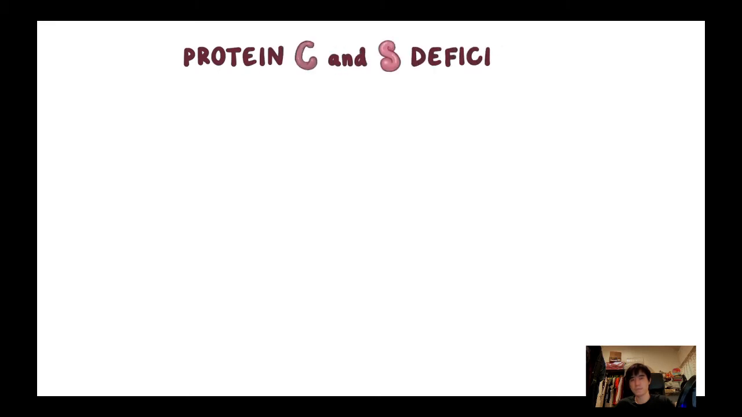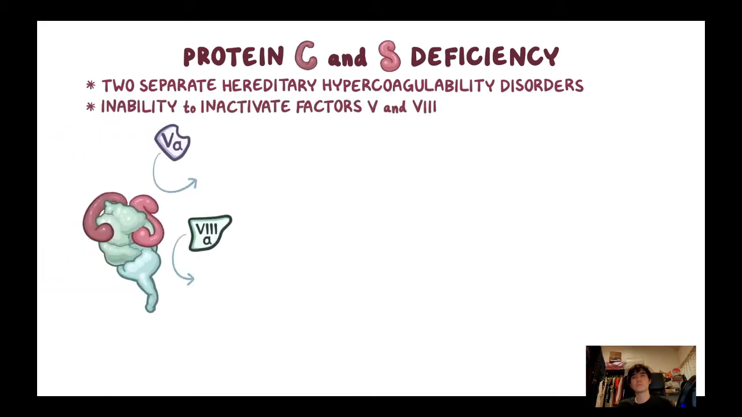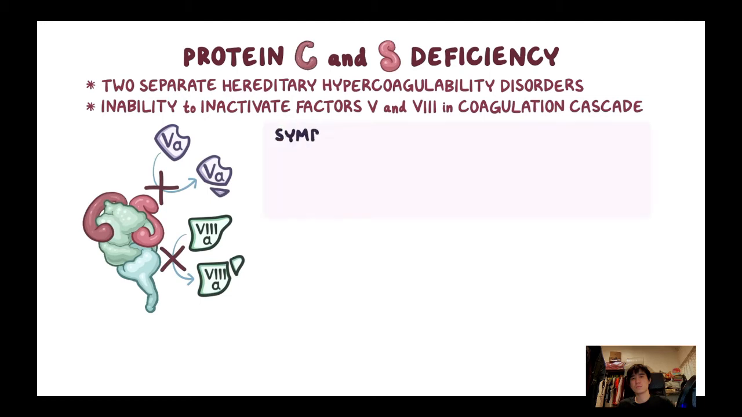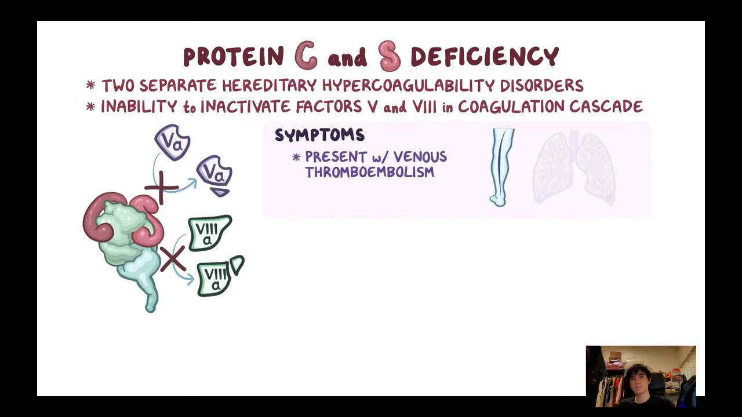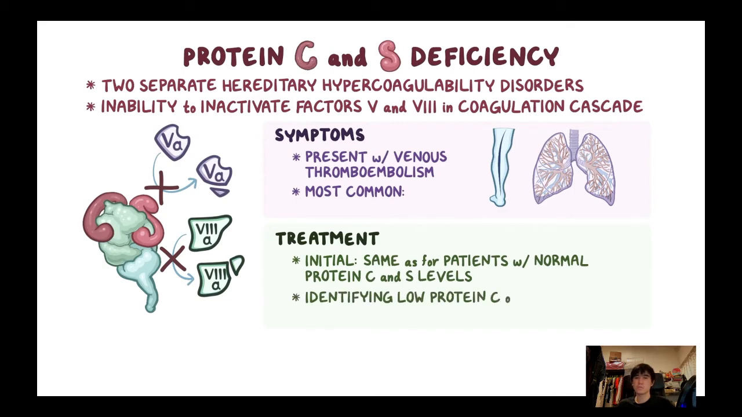Protein C and protein S deficiency refer to two separate hereditary hypercoagulable disorders that involve the inability to inactivate factors 5 and 8 in the coagulation cascade. Most people present with venous thromboembolism, where a blood clot of the leg veins or lung circulation is most common. Initial treatment of venous thromboembolisms is the same as it would be for patients with normal protein C and protein S levels. However, identifying a low protein C or protein S level may, in some situations, impact long-term decisions about anticoagulation therapy.